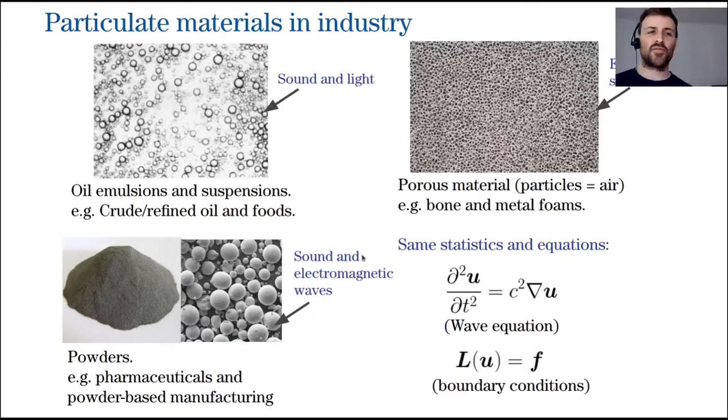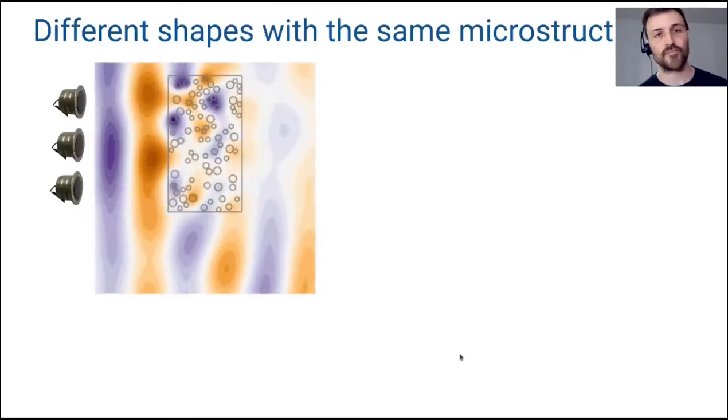So this sort of idea is used for many particulate materials in industry today, including oils, suspensions and emulsions which mix water and oil, porous material which mix air and solid, and powders which are solid particles in air. And you can use all kinds of waves to try to measure their properties or statistics, because they all have the same sort of wave equations with linear boundary conditions.